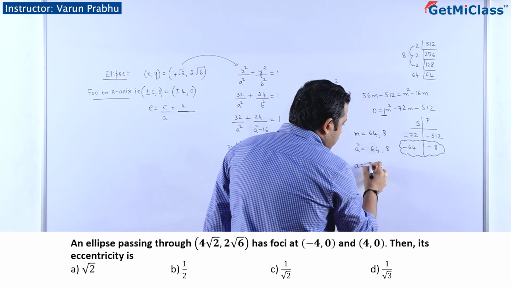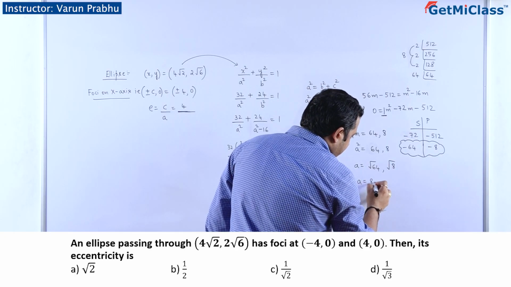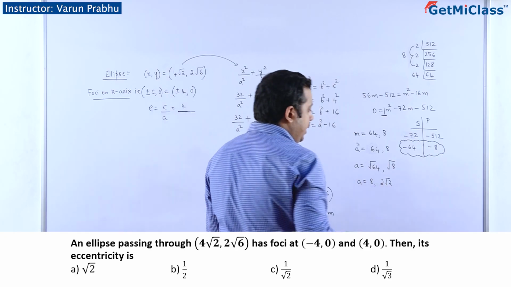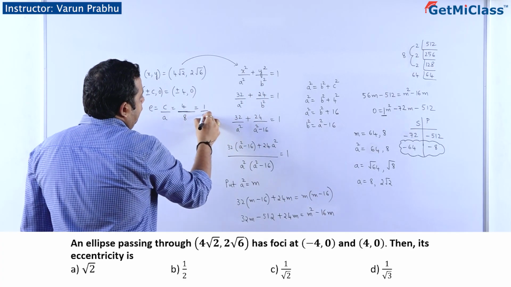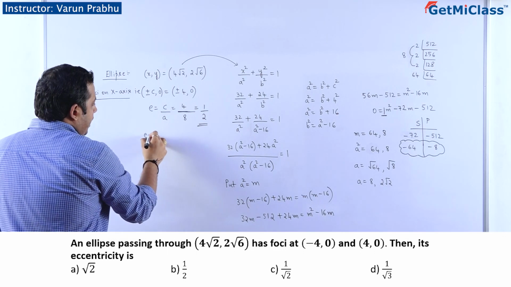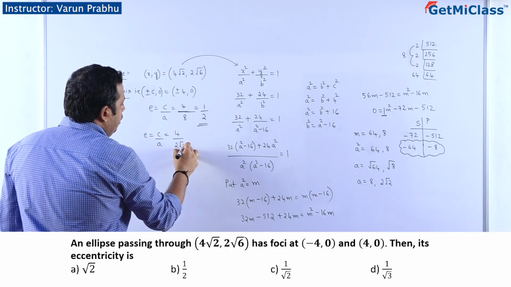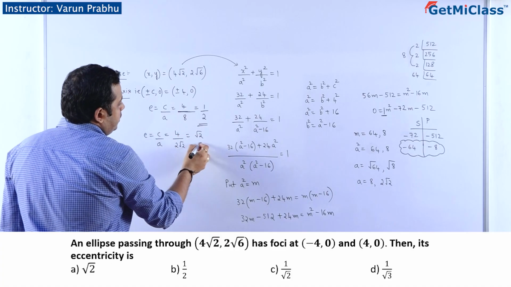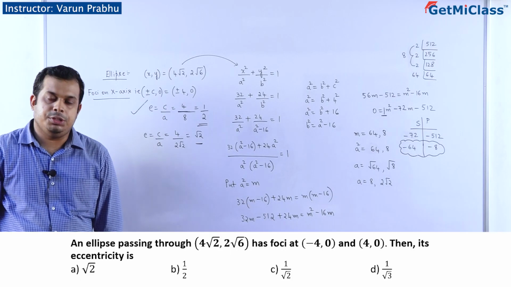So a is equal to root 64 or root 8, so a is equal to 8 or a is equal to 2 root 2. Anything can be the case. When you put a is equal to 8, we get 4 divided by 8 is 1 by 2, and the answer is matching when a is 8. When a is 2 root 2, c by a is 4 divided by 2 root 2, which is root 2. This is not there in the option. So what is the answer that we get? 1 by 2 is the answer to the question.